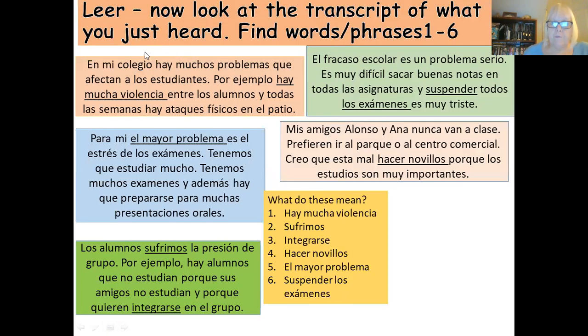Now look at the transcript of what you just heard. And I want you please to find the words or phrases numbers 1 to 6. So here we are, 1 to 6. What do these mean? Hay mucha violencia, sufrimos, integrarse, hacer novillos, el mayor problema, suspender los exámenes. Those 6 there. So I'm going to pause, you pause the video, work out what those mean, write them in your book, please, English and Spanish, so you've got both written down. And in a moment, I will put the corrections up.